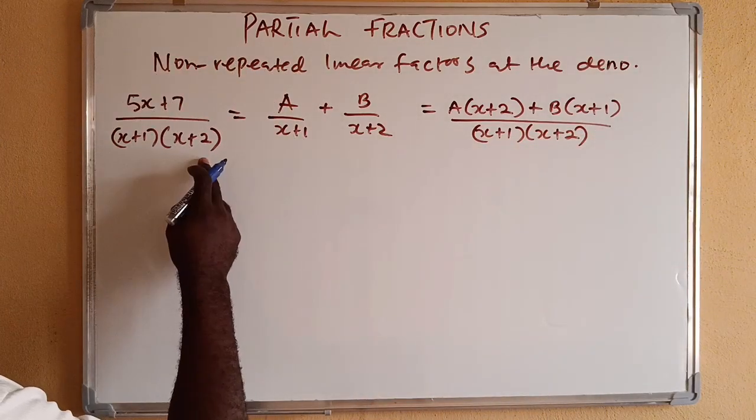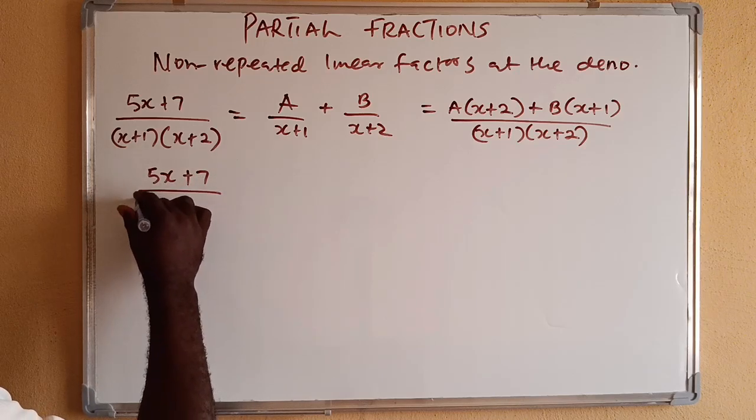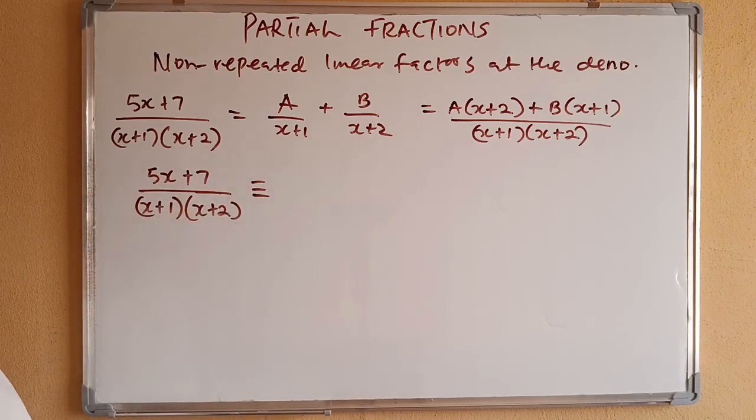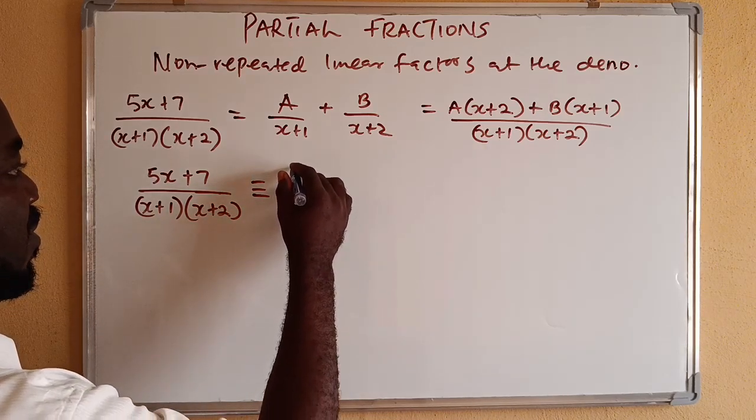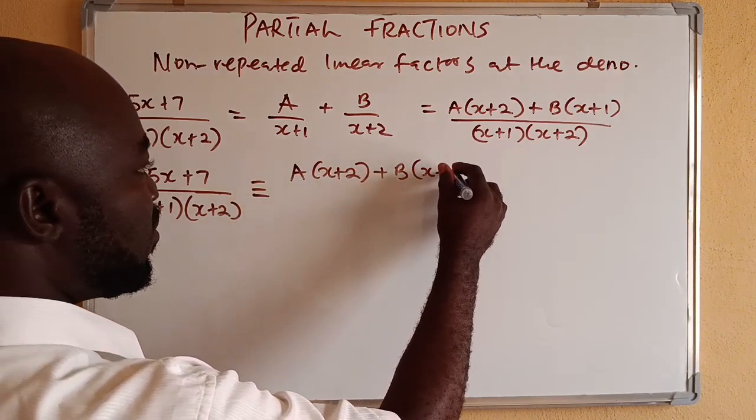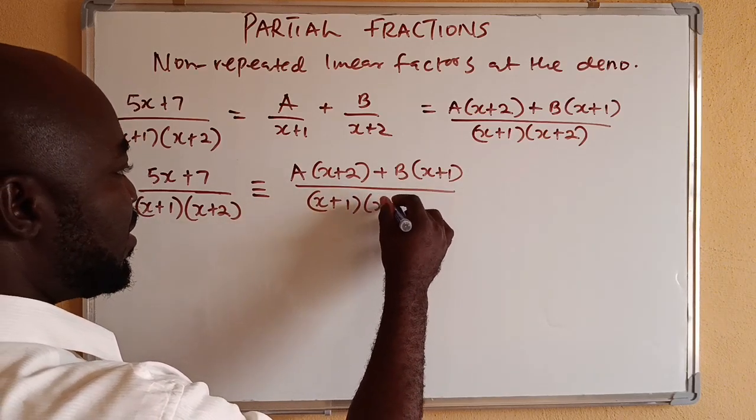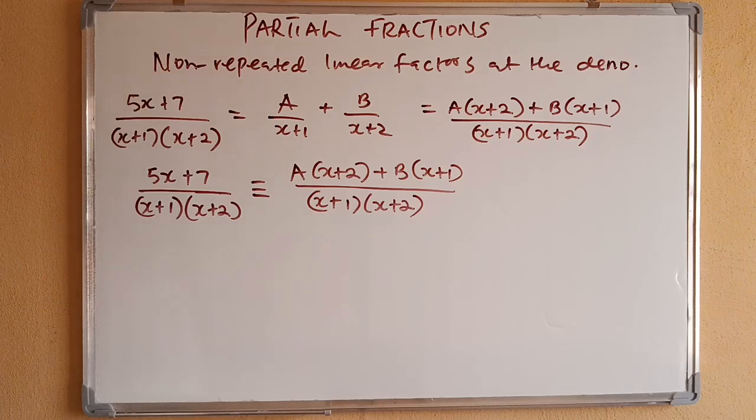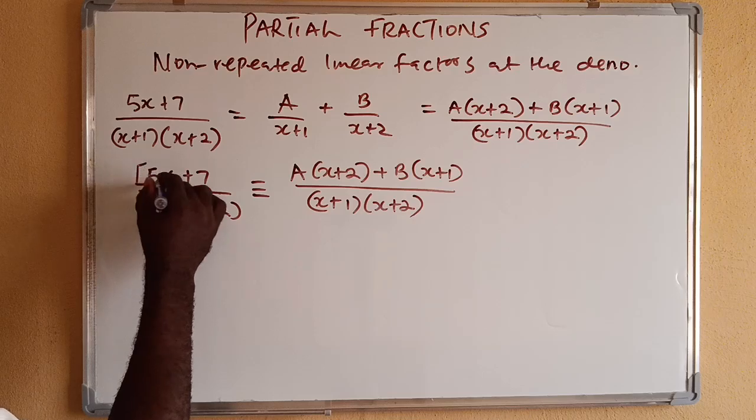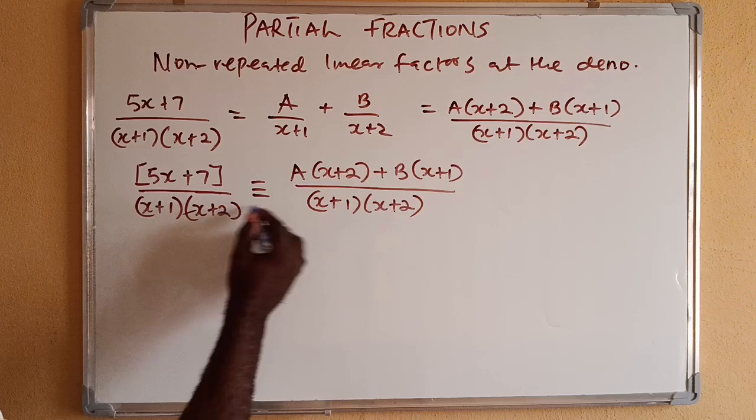Now take note, this 5x plus 7 over x plus 1 and x plus 2 is equivalent, having an identity system, with a bracket x plus 2 plus b bracket x plus 1 over x plus 1 and then x plus 2. So for them to have the identity property, the values of the numerators on both sides must be equal, because the denominators will already cancel out.